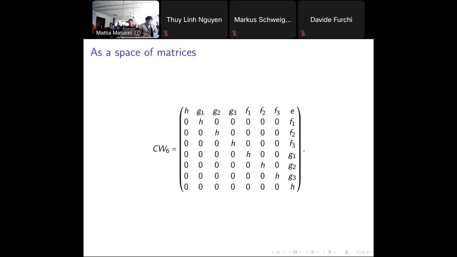So if I remember, we can view a tensor as a space of matrices whose entries are linear forms. And if I take this world champion Coppersmith-Winograd tensor and I write it as a space of matrices, it has this structure. There's a linear form on the diagonal repeated, and then all these are different linear forms, and then I repeat going down. It has this structure.